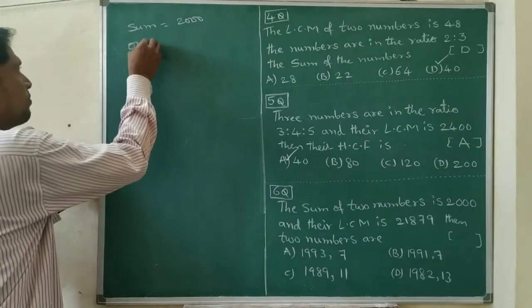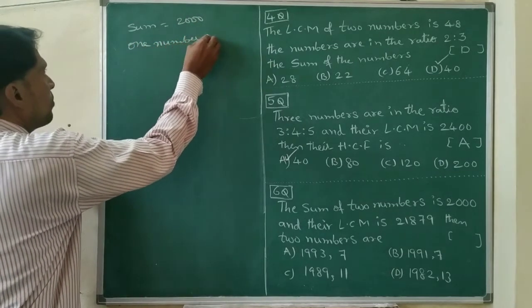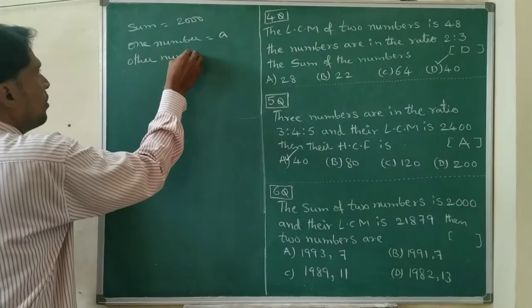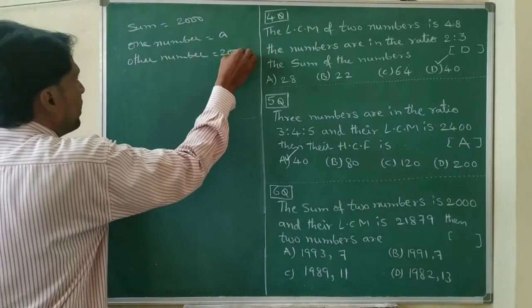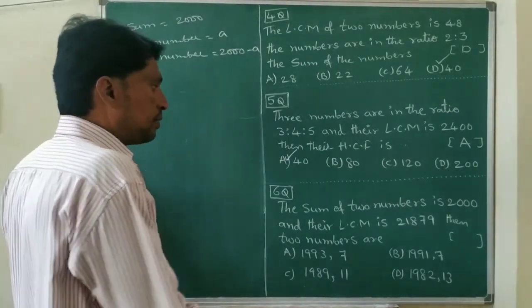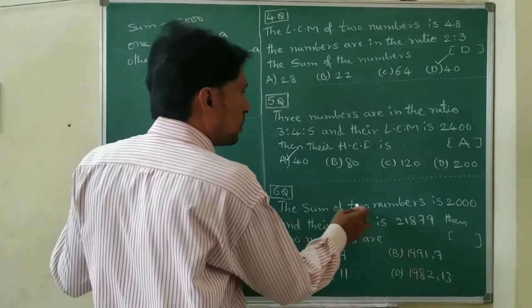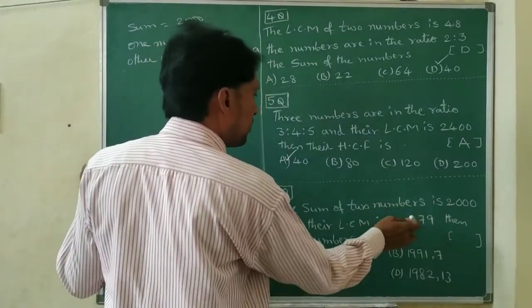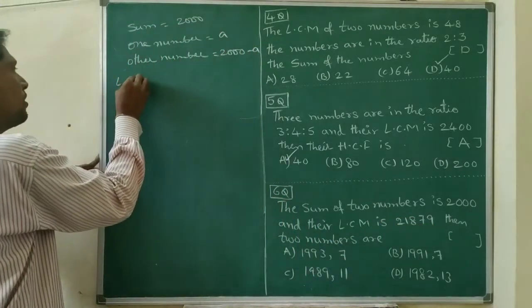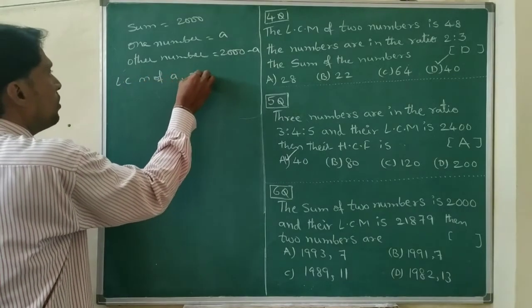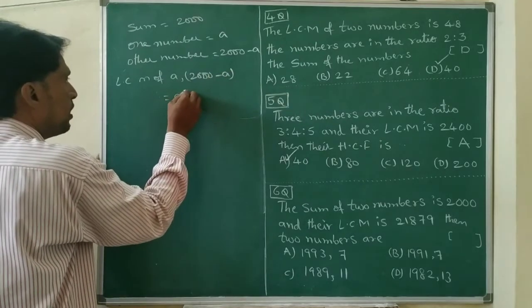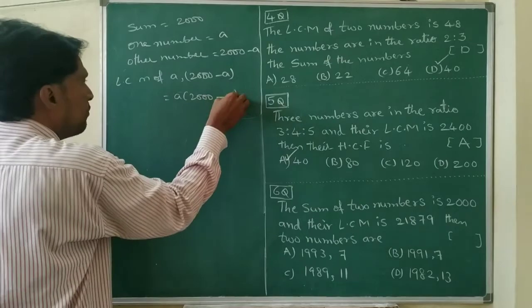So one number I am taking as A. So what about the other number? The other number equals 2000 minus A, we can get. Here, first, the sum of two numbers is given as 2000, and their LCM is given. So the LCM of these two numbers, LCM of A comma 2000 minus A, that is A into 2000 minus A, we are getting.